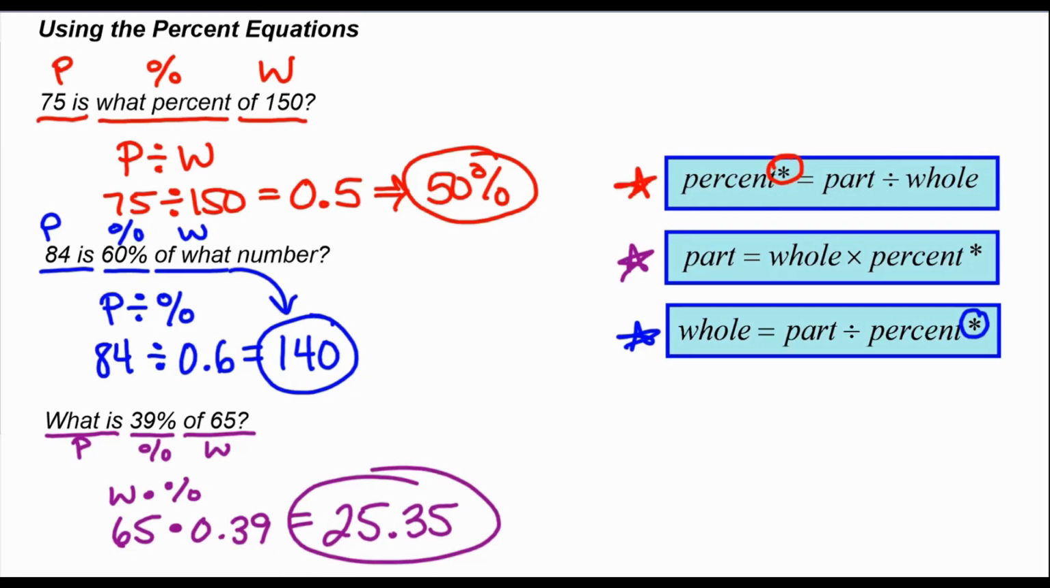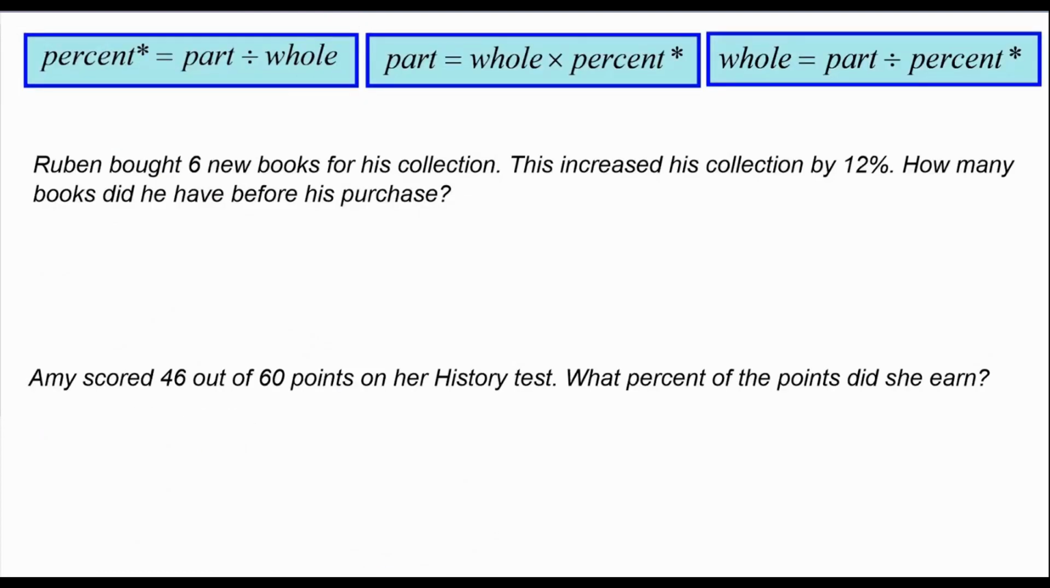You won't see any other problem types than that because we can only have the percent missing, the part missing, or the whole missing. So what does this look like in real world problems? I have my percent equations up here at the top to refer to again, and let's decide which ones we need to use. Ruben bought 6 new books for his collection. This, the 6 books, increased his collection by 12%. How many books did he have before his purchase?